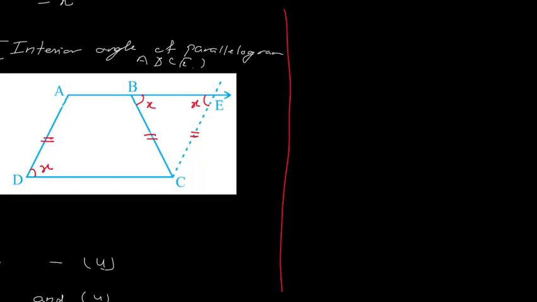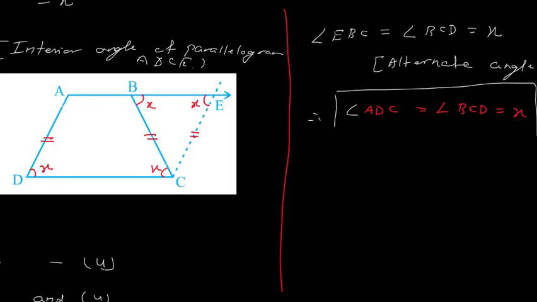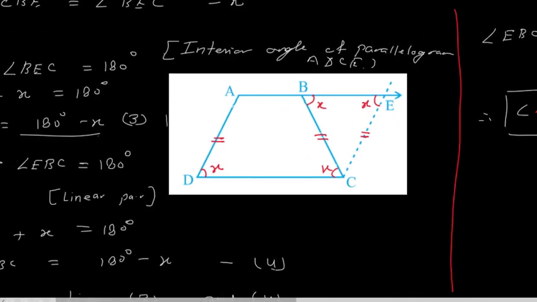I will draw a line and then I will say that angle EBC is equal to angle BCD is equal to X. Okay, they are alternate angles. Okay, so therefore, now this angle we got, this angle also X. Therefore angle ADC is equal to angle BCD is equal to X. Okay, so this was our second condition which we need to prove, that angle C and angle D are equal. Okay, so this also we have proved.